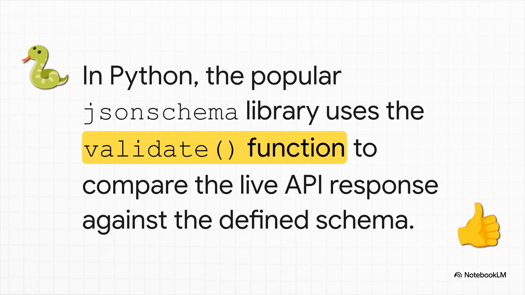And hey, it's not just a Java thing. The concept is the same everywhere. Over in Python, you'd use a library like JSON Schema. You make your request, you get the JSON, and then you call one function to validate it against your schema. The language changes, but the core idea, validate the contract, stays exactly the same.